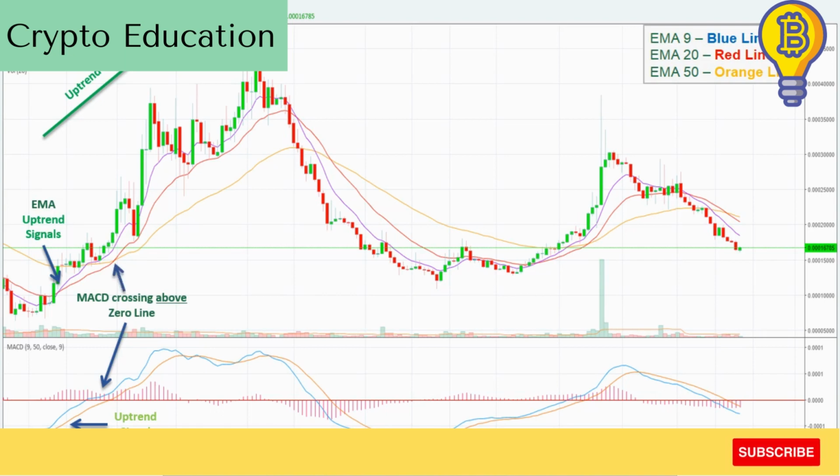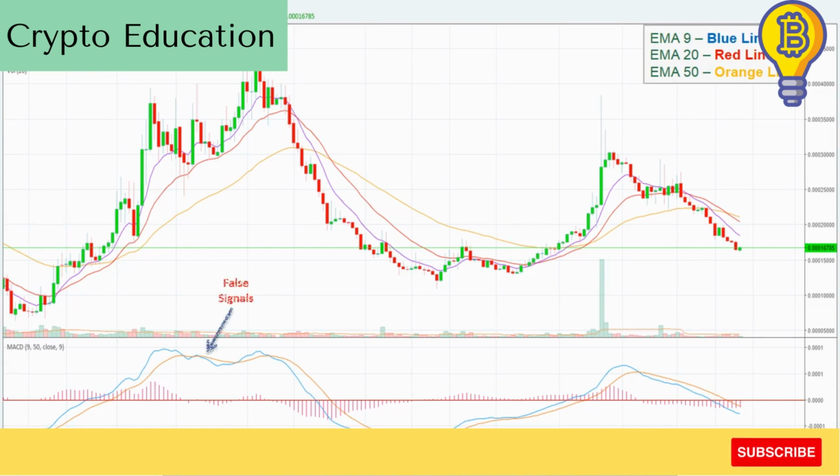Now, I want you to take note of this. You had better use the MACD indicator as a way to identify trend reversals, not a way to determine when to buy or sell your coin. So, what do I mean by that? Similar to the parabolic SAR indicator, the MACD can show you many false buy and sell signals, if you don't know how to use it properly.